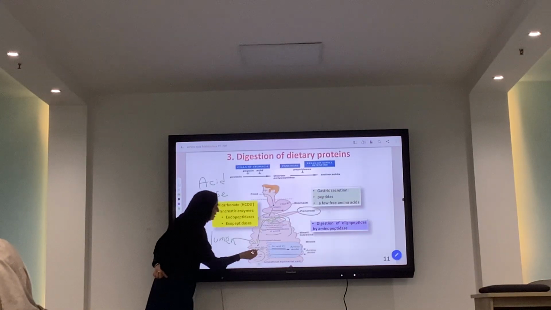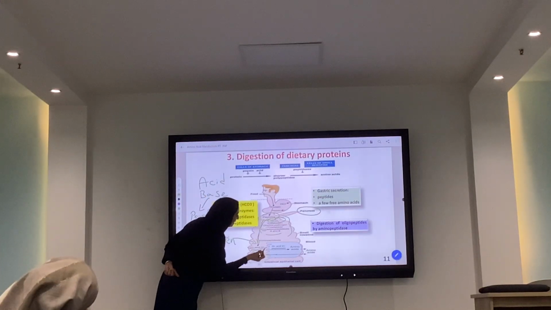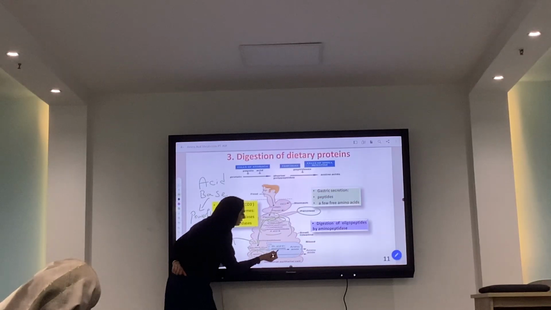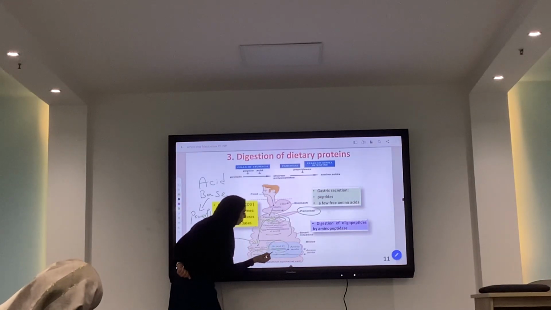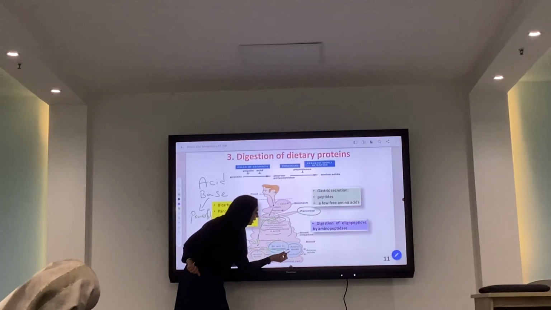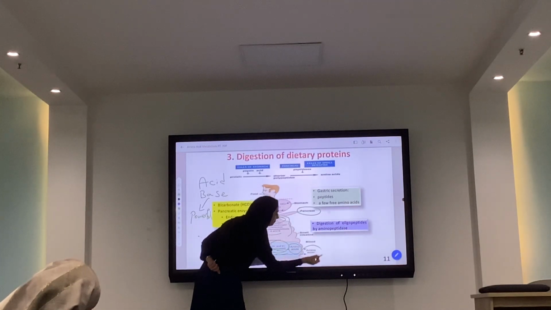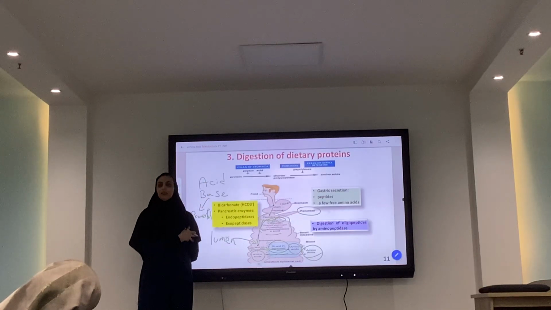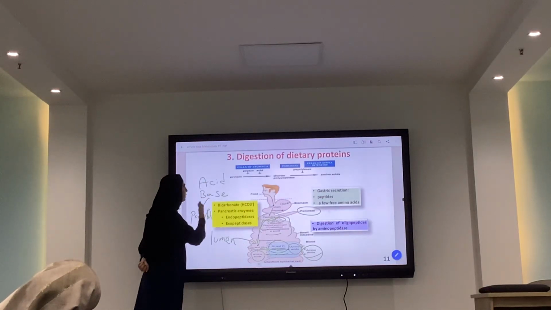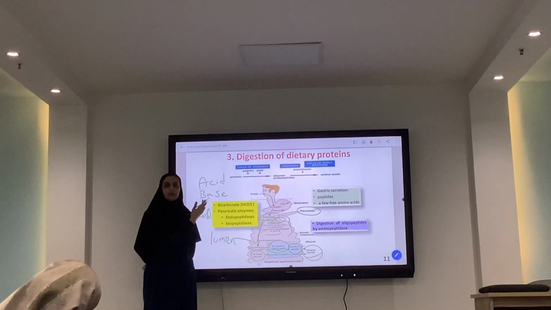Enterocyte, exactly. Now the amino acids and di- and tripeptides enter the enterocyte, again are degraded here by enzymes, and converted to amino acids. Now amino acids go to the blood circulation to our body. It is the whole story about the protein digestion. I think it is easier than the others now.